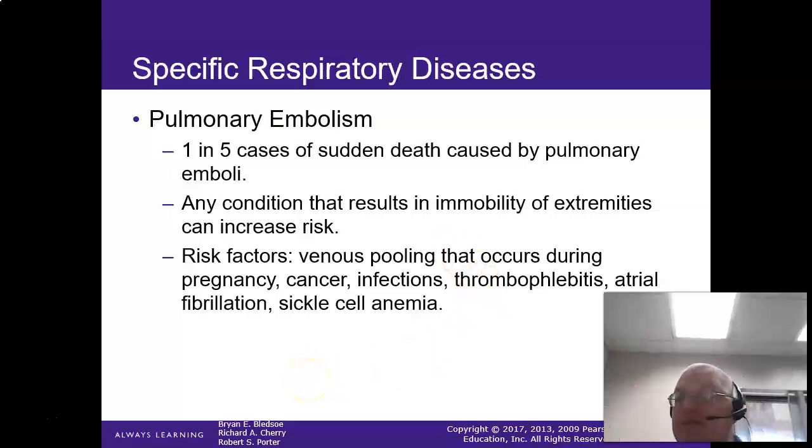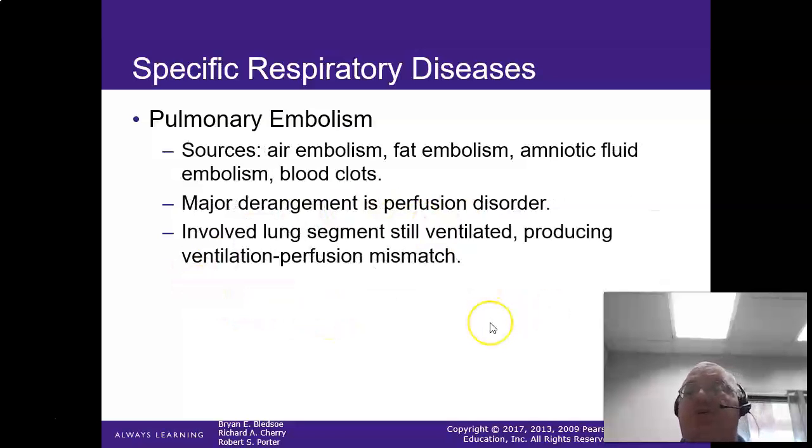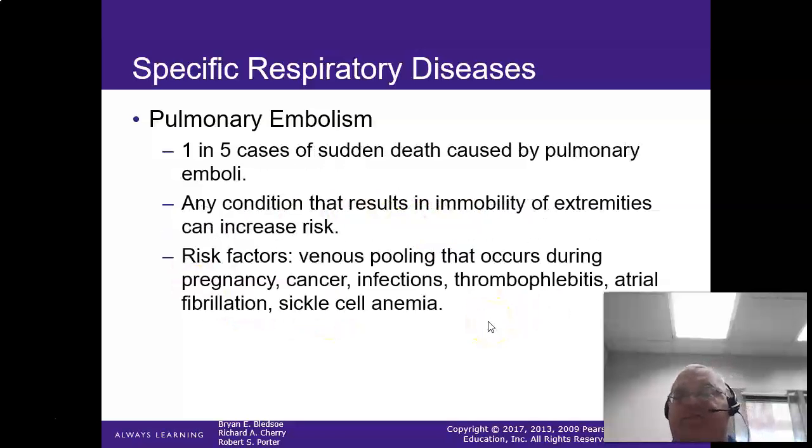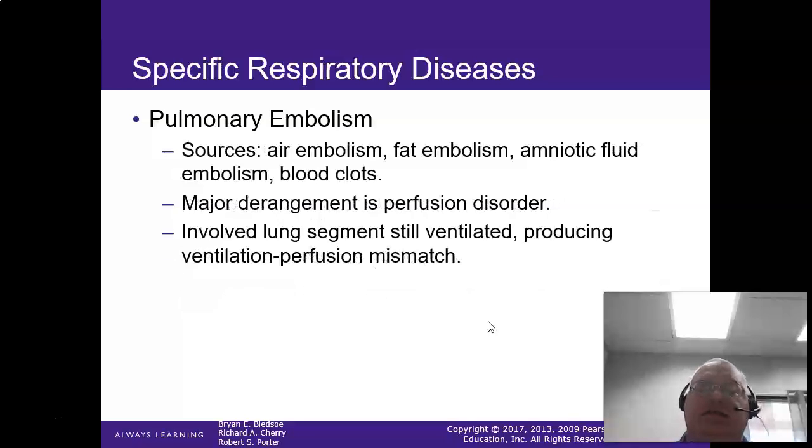Pregnant patients, cancer patients. Again, pregnancy, we're talking about an embolism, amniotic fluid embolism, okay? Again, venous pooling, infections, non-mobile patients, recent surgeries, okay? Sickle cell anemia, that can cause a problem with these jamming up in the pulmonary arteries, okay? If they've got AFib. So look for all these risk factors. Look for recent surgery, it's kind of a big one, okay?